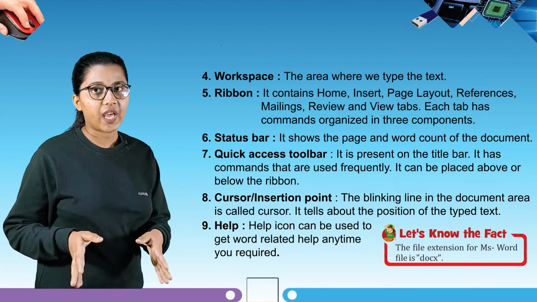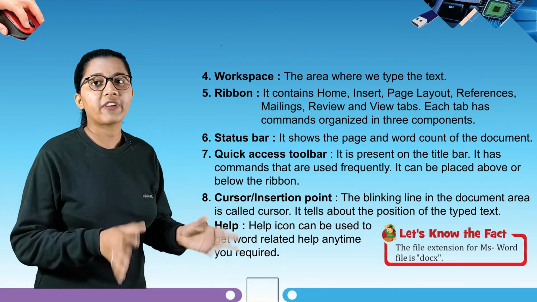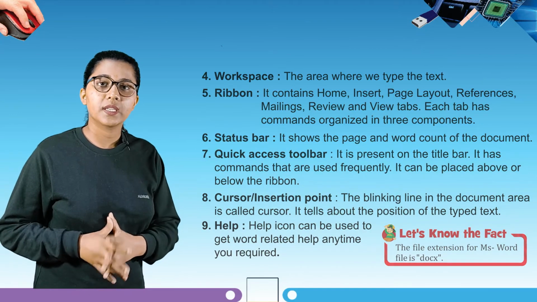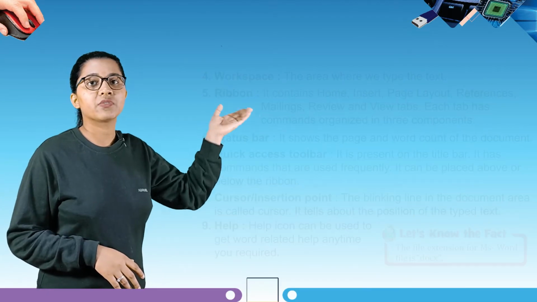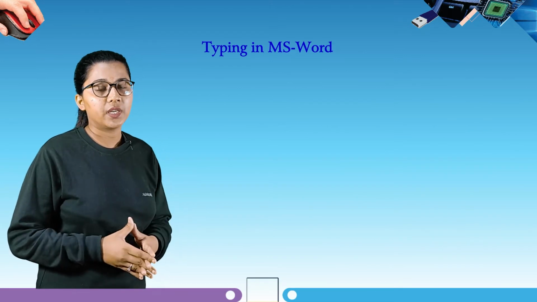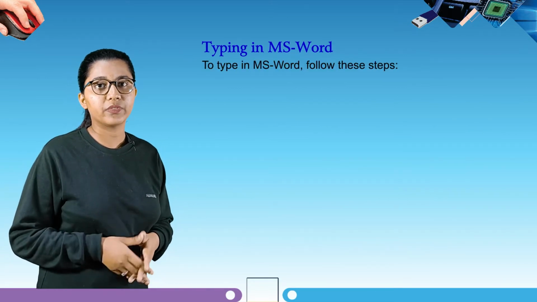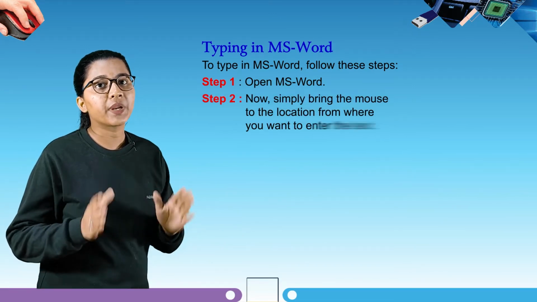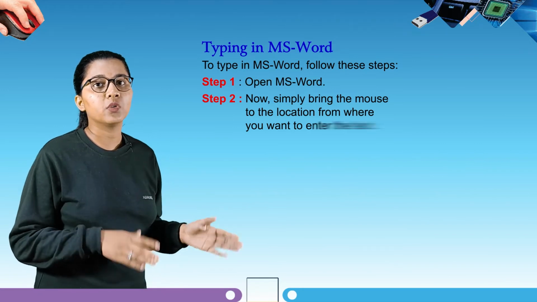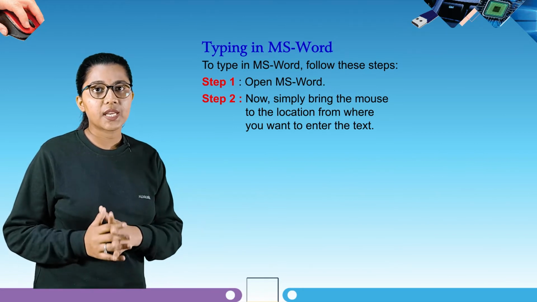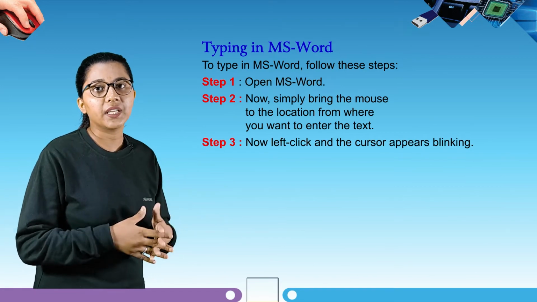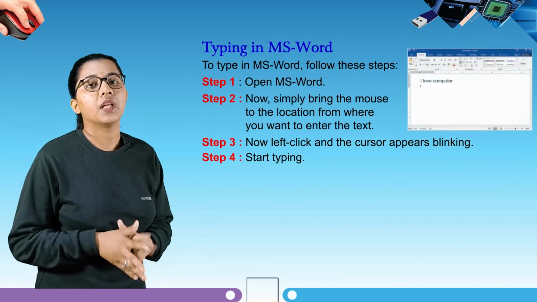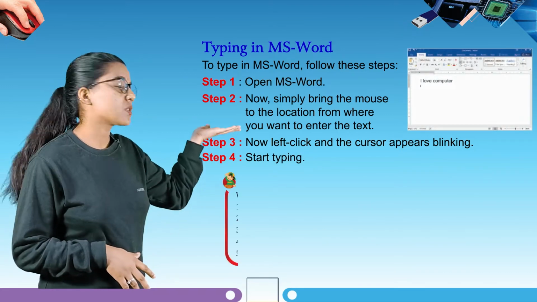So students, now let's know the fact. The file extension for an MS Word file is docx. Now students, let's learn about typing in MS Word. To type in MS Word, follow these steps. Step 1, open MS Word. Step 2, now simply bring the mouse to the location from where you want to enter the text. Step 3, now left click and the cursor appears blinking. Step 4, start typing.